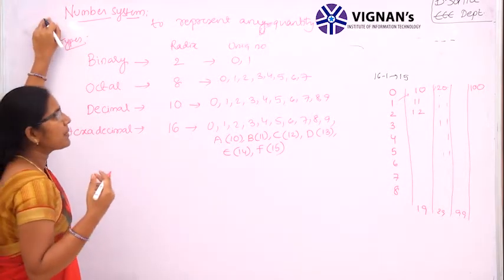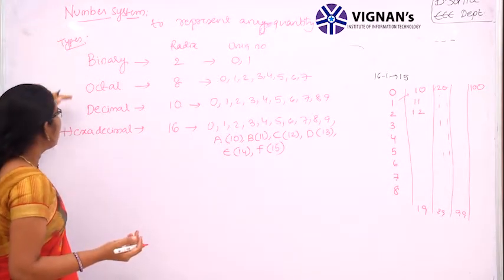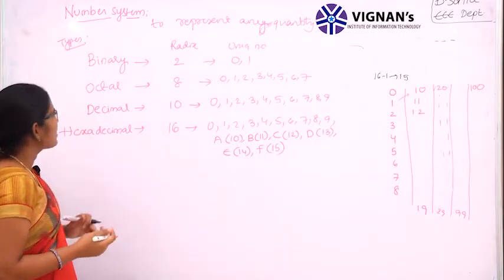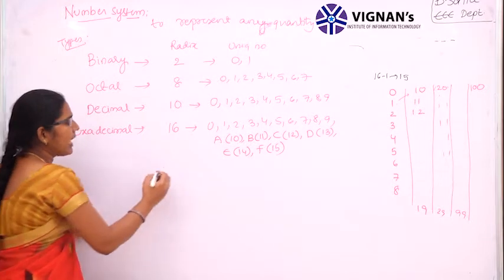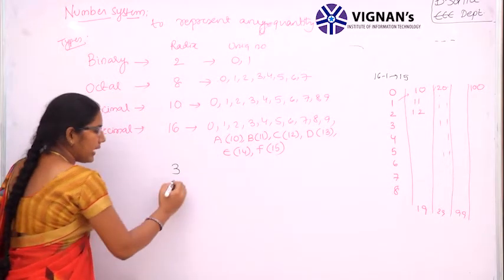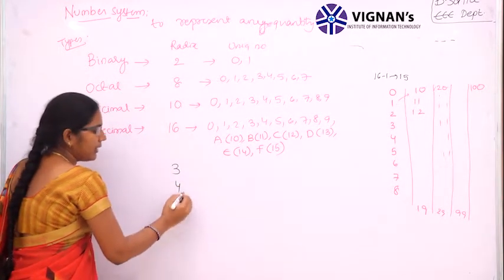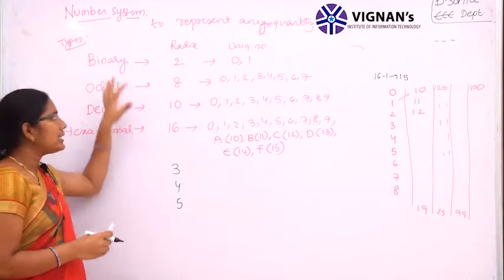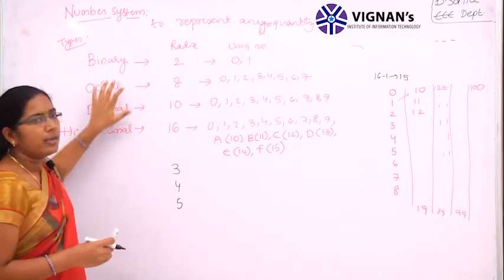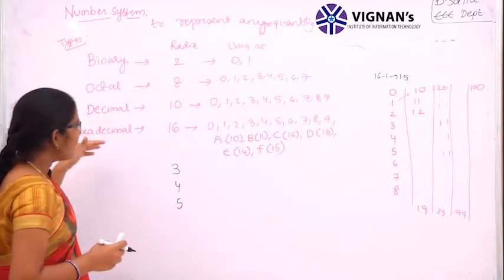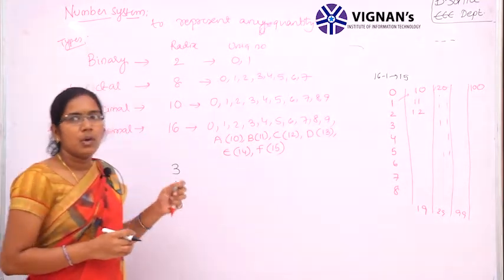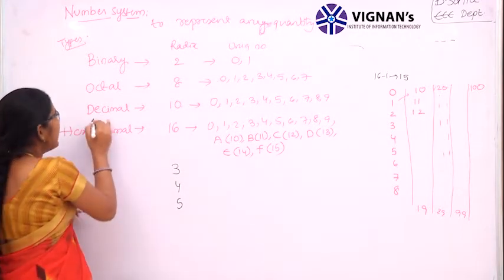This is our number system, which is used to represent any quantity. We have different types of number systems. In addition to this, we may have a number system with a radix of 3, 4, 5, like that. But these are the number systems we regularly use in our life. I will tell you where we are using these number systems. Who will use these number systems?